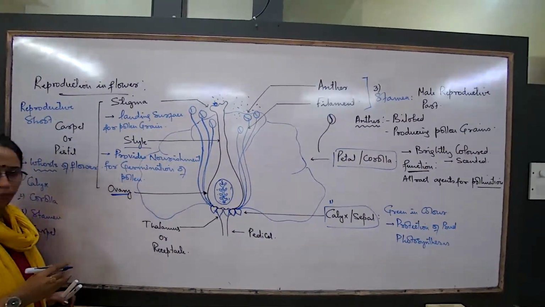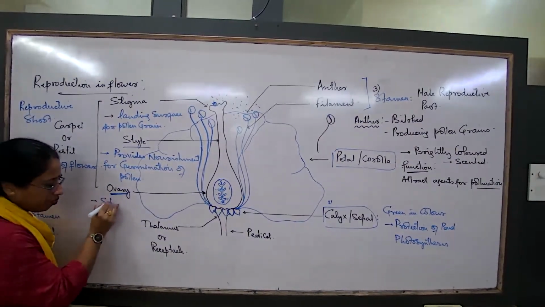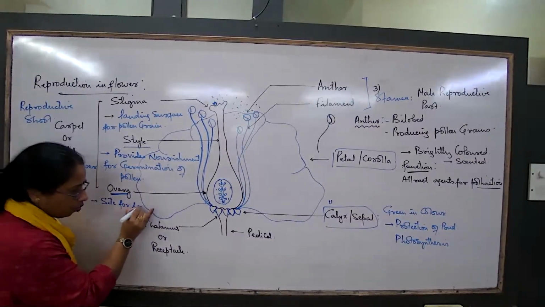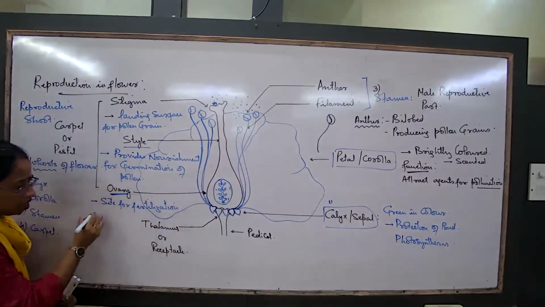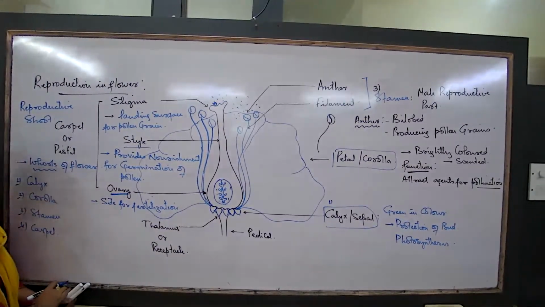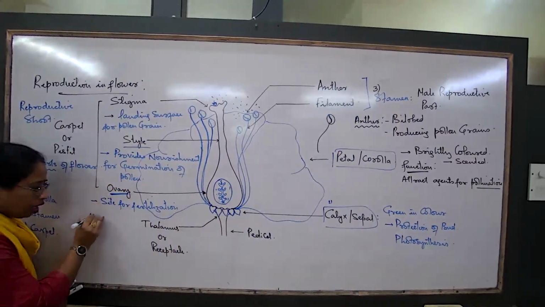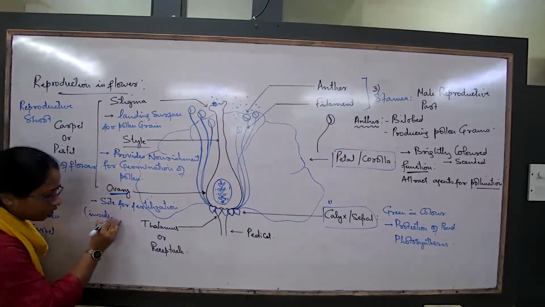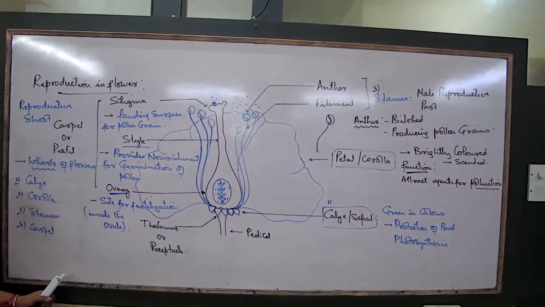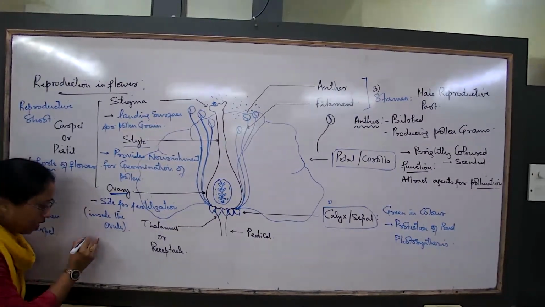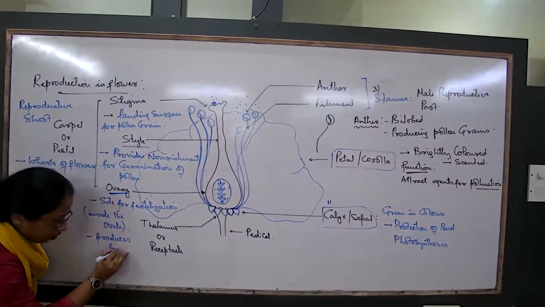What about the ovary? Very important part of the flower. The ovary is the site for fertilization. It is here where the process of fertilization takes place. Site for fertilization, what is especially the site for fertilization? It is inside the ovule. So now it is the site for fertilization, but it is actually inside the ovule. Inside every ovule, the process of fertilization is happening. And at the same time, the ovary produces the fruit. The ovary will produce the fruit.